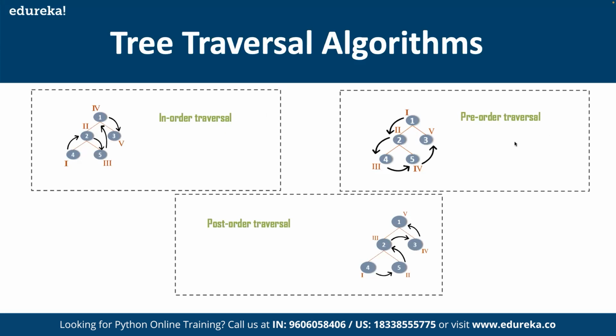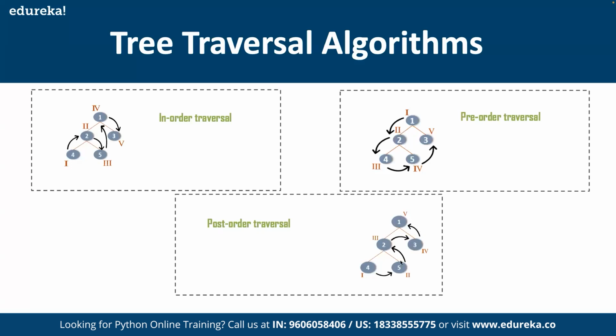In the case of pre-order traversal, I'll start from the top and take the left below, and once I complete all the nodes on the left hand side, then I'll cover the right hand part. So this is called the pre-order traversal. In the case of post-order traversal, I'll go this way: I'll complete the bottom, then go one step up, then go to the node at that same level, then I'll go to the top.